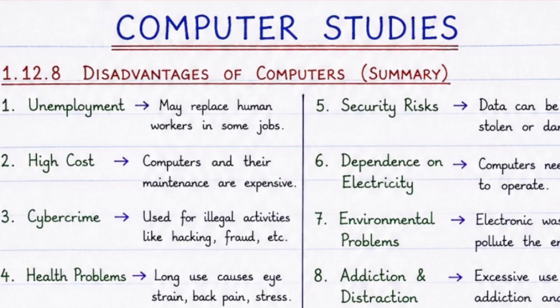What are the disadvantages of computers? There's nothing that has an advantage that doesn't come with its problem. There's no solution without its problem. So the disadvantage of computer is that it results in unemployment for some specific tasks, because some tasks are being carried out by the computer. So therefore, workers that are assigned to such tasks are no more needed. So unemployment, high cost. Computers and their maintenance are expensive. High cost, cybercrime, what we have today, health problems, security risks, dependence on electricity, electronic device, environmental problems, addiction and distraction.